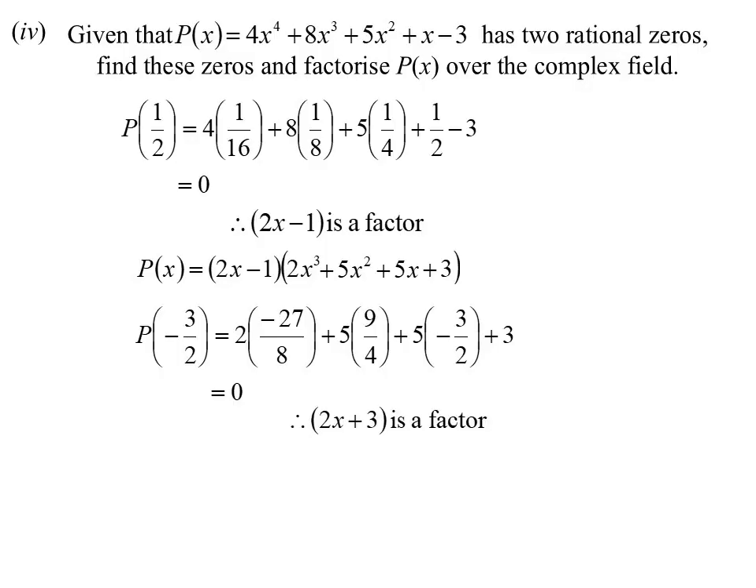So the other factor is 2x plus 3. We now know the two rational zeros. They're a half and minus 3 on 2. It does want us to complete the factorisation, so let's keep going.